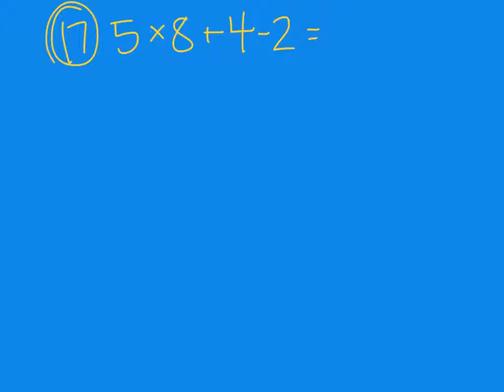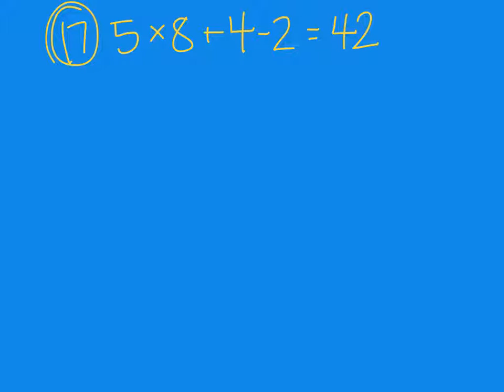Continuing on down page 226, we are supposed to insert parentheses so each number sentence is true. So starting with number 17 here. Whoops, I don't want the highlighter. Hold on a sec. I'm going to erase that. Get our pen out. So we have number 17. Here we have 5 times 8 plus 4 minus 2 equals 42.